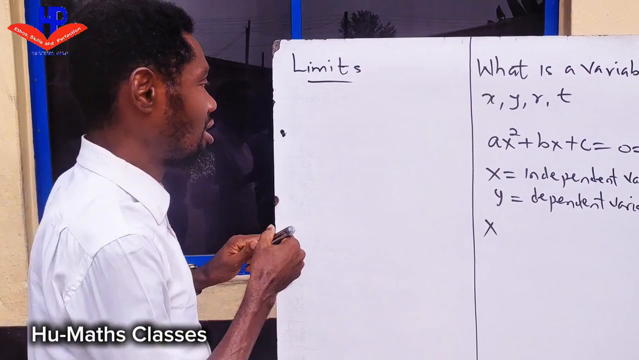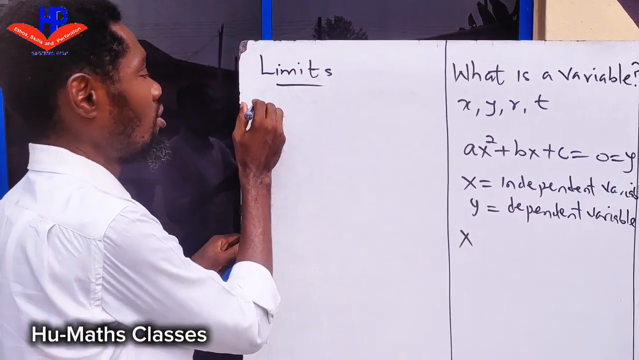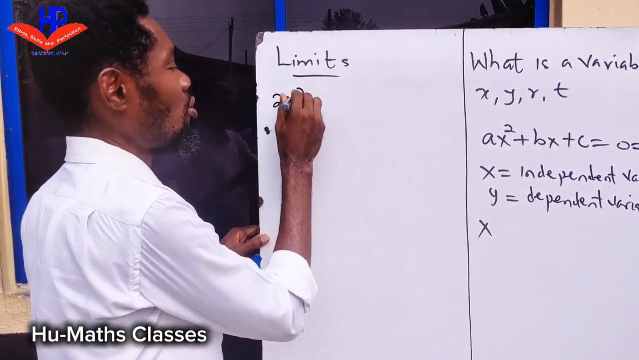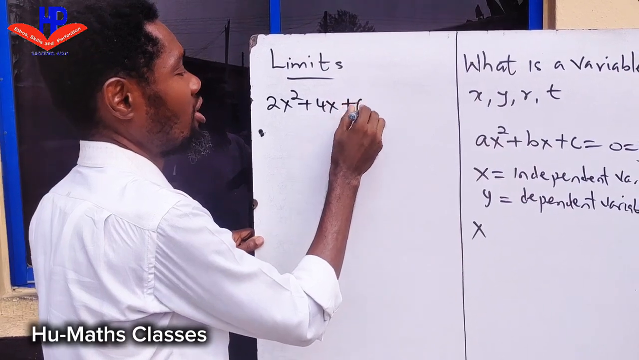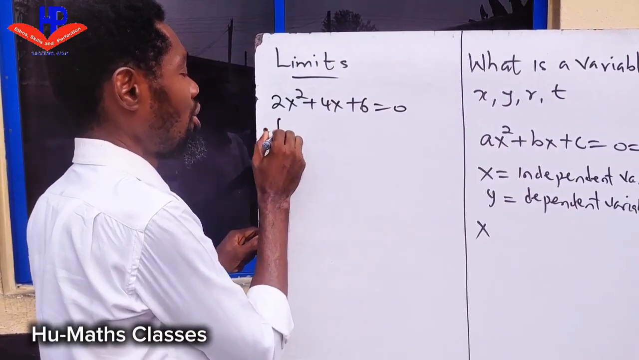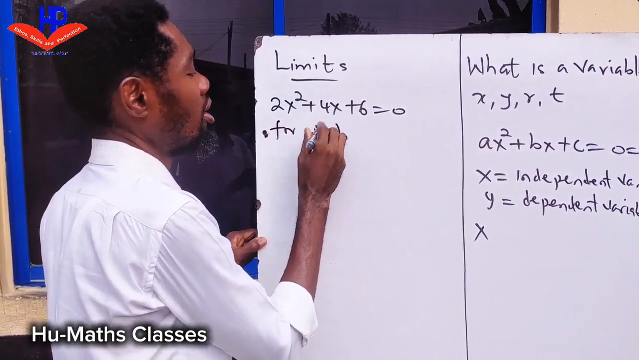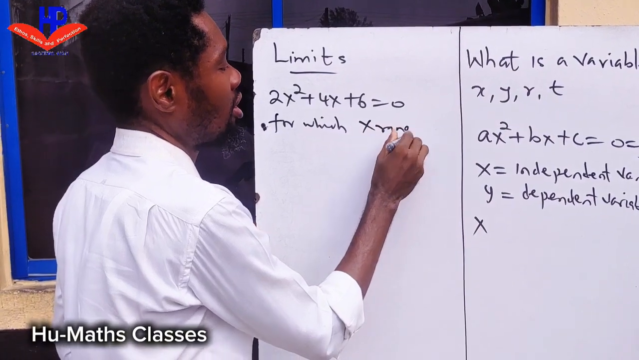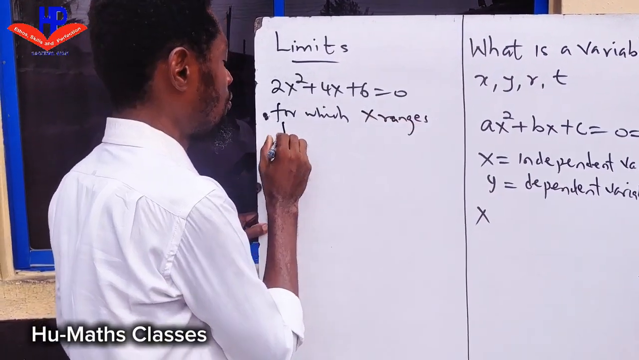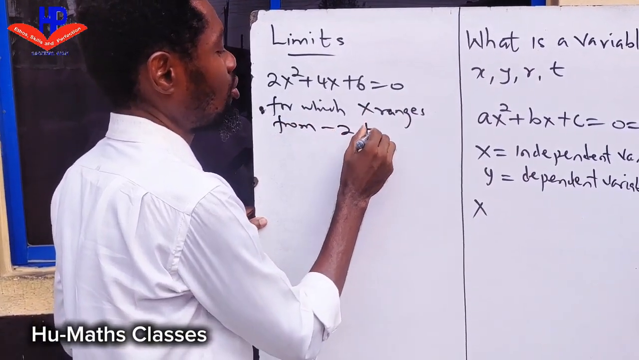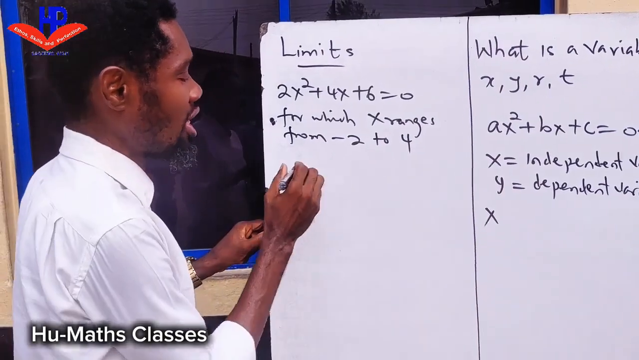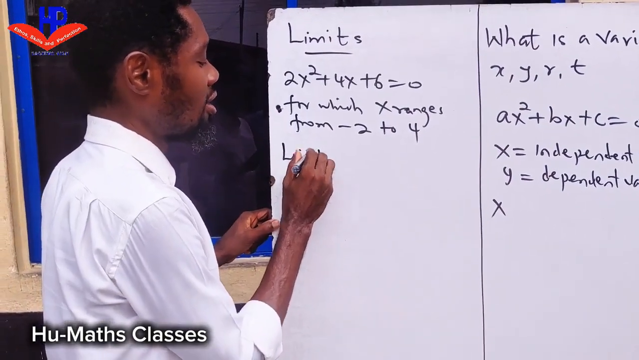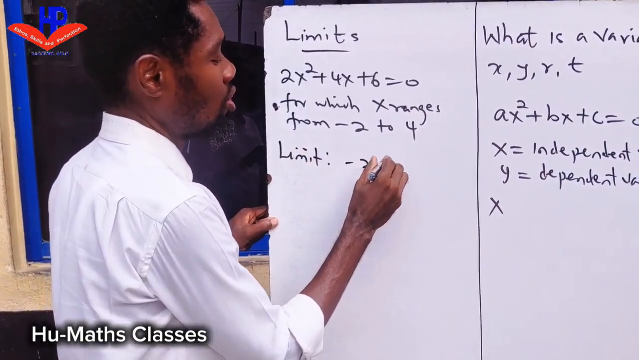In some of the problems given to us in senior exams to write, the limit sometimes comes directly to us. For instance, you may be asked to solve 2x² + 4x + 6 = 0, for which x ranges from -2 to +4, for example. So the limit of x in this case is from -2 to +4.